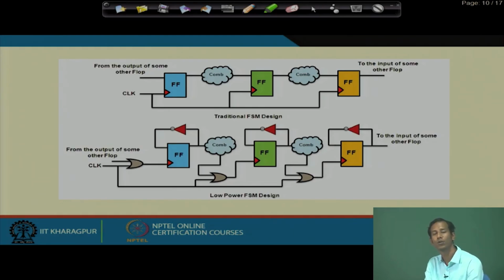So, at that time what you have to do? You have to use some kind of enable signals which will be associated with the clock. That means here you have to use the gated clock. So, how can you do it? You have this clock signal, then again it is ORed with the output of some other flops which will be the clocks, and all these clocks are now gated.